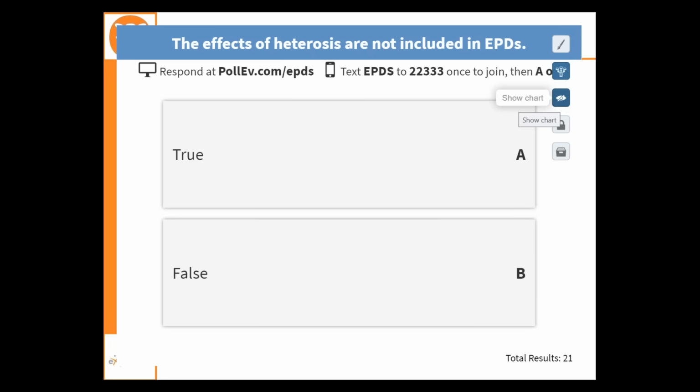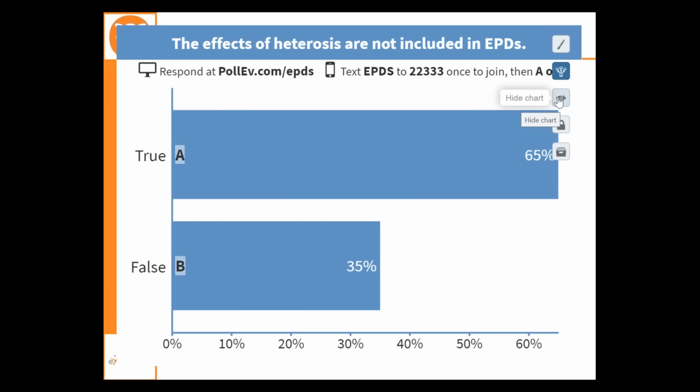We'll give you just a few seconds here. Okay, looks like we've got a pretty good chunk of responses here. If you want to keep sending those in, feel free to. But let's go ahead and take a look at these results. Okay, looks like about two thirds think that the effect of heterosis is not included in EPDs, and about one third think that it is included in the EPDs. So let's take a look and see if we can answer this question.